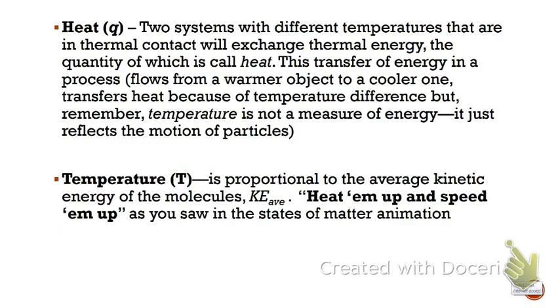Heat is what we're going to be talking about for the most part in this unit, heat and enthalpy. Heat is, of course, when two systems with different temperatures that are in thermal contact will exchange thermal energy. It always flows from warmer to cooler, so always, there's no exception to that. It'll flow from a warmer to a cooler object, and the reason is because it's a measure of energy. It reflects the motion of particles. Temperature is proportional, we just said that. That goes back to the heat 'em up, speed 'em up, as we saw previously. Someone even wrote down cool 'em down, slow 'em down.